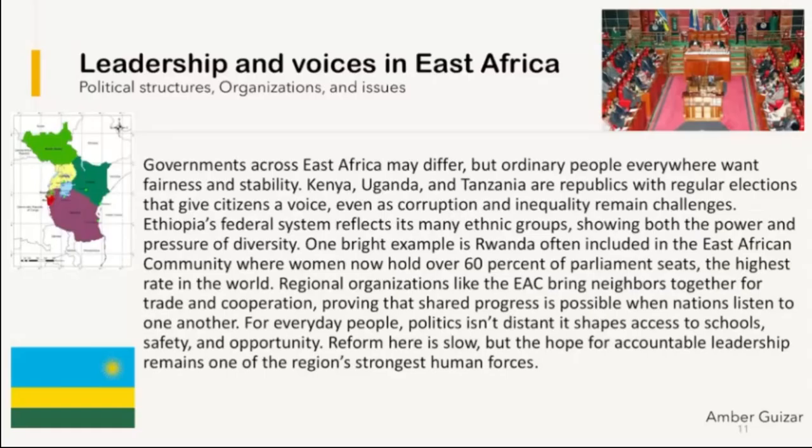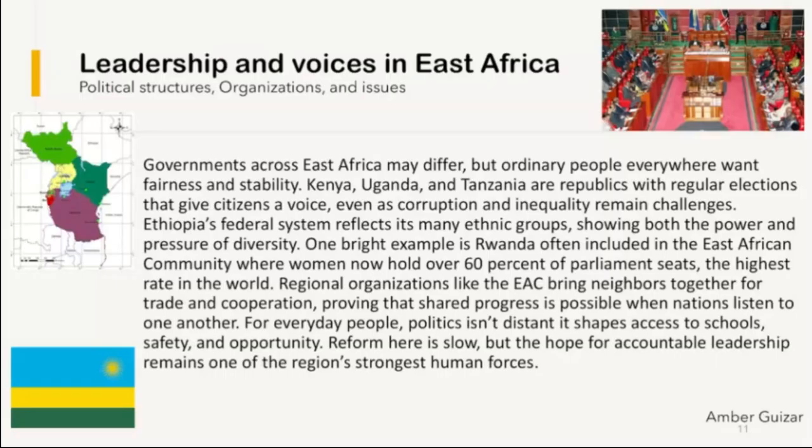Governments across East Africa may differ, but ordinary people everywhere want fairness and stability. Kenya, Uganda, and Tanzania are republics with regular elections that give citizens a voice, even as corruption and inequality remain challenges. Ethiopia's federal system reflects its many groups, showing both the power and pressure of diversity. One bright example is Rwanda, often included in the East African Community, where women now hold over 60% of parliament seats, the highest rate in the entire world.